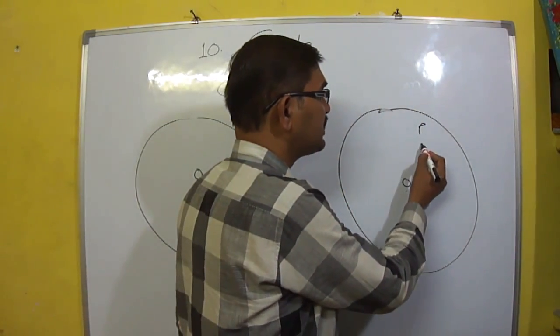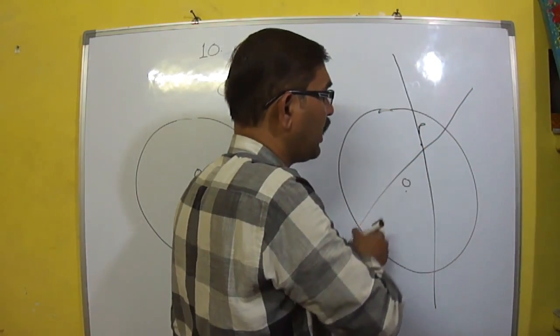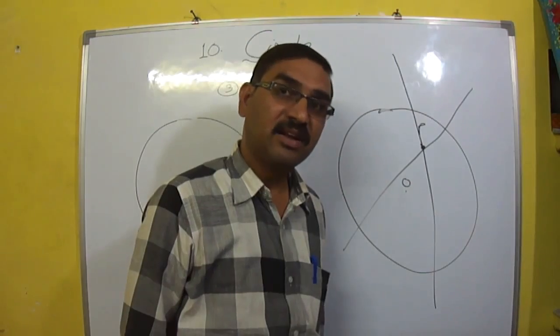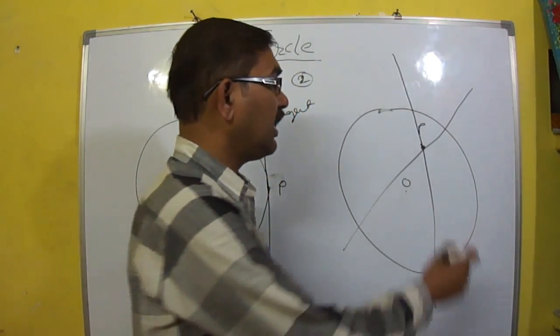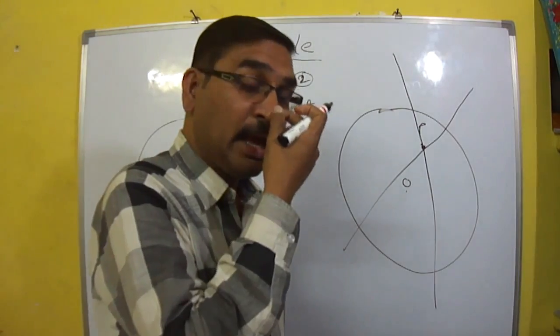Suppose this is inside the circle, we have to draw one line, another we have to draw second line. We cannot draw tangent inside the circle, है ना. सर्कल के अंदर के पॉइंट में से हम कोई भी टेंजेंट ड्रॉ नहीं कर सकते हैं.